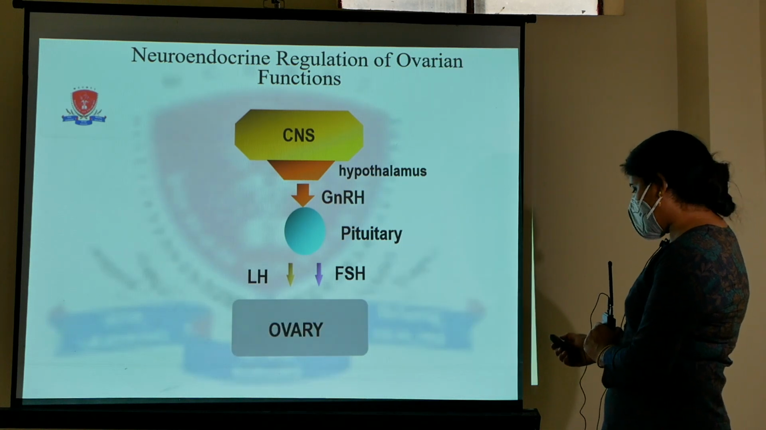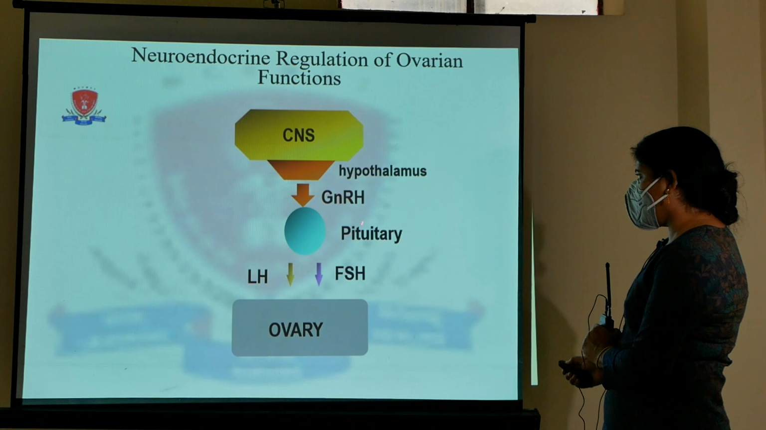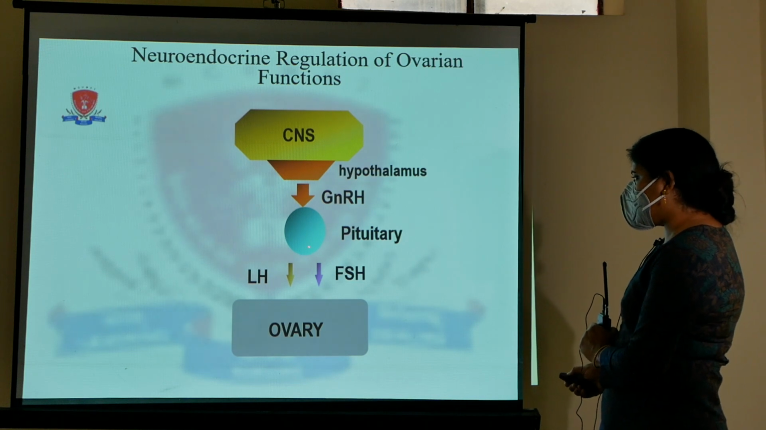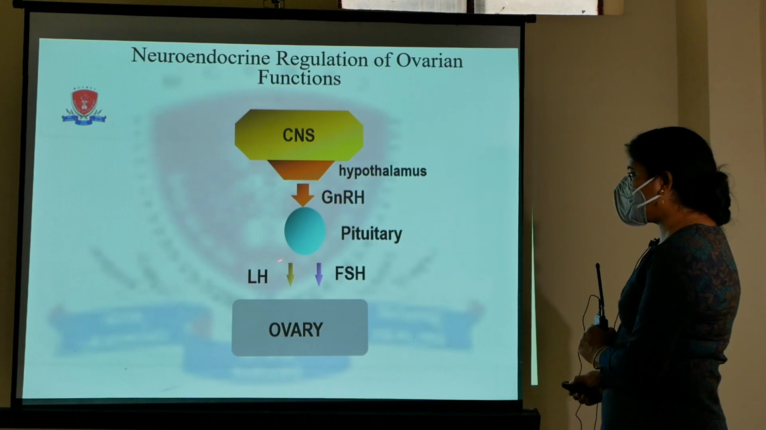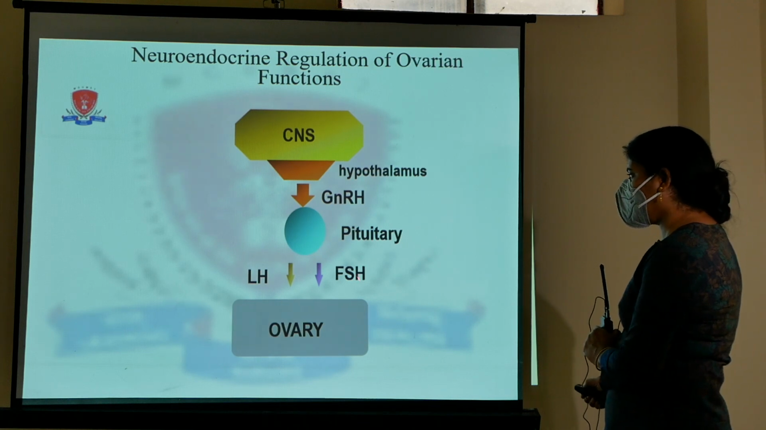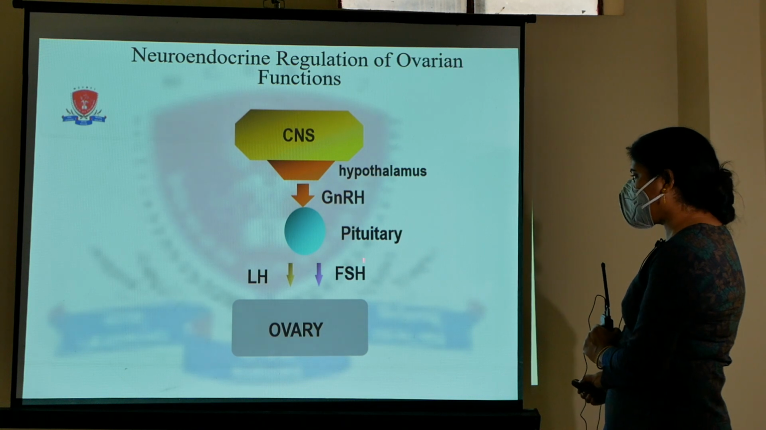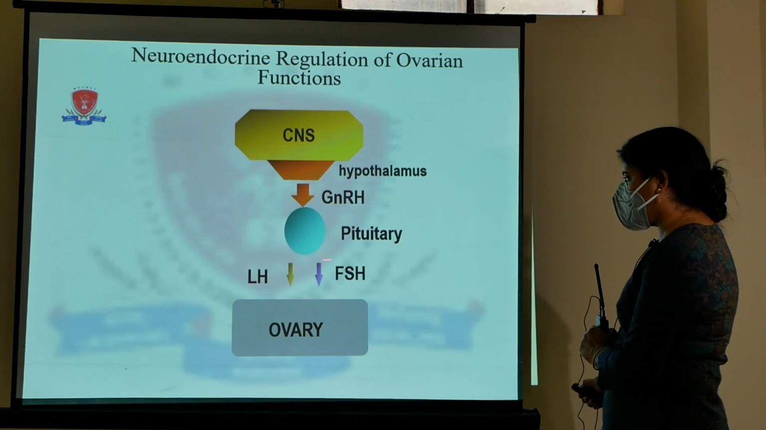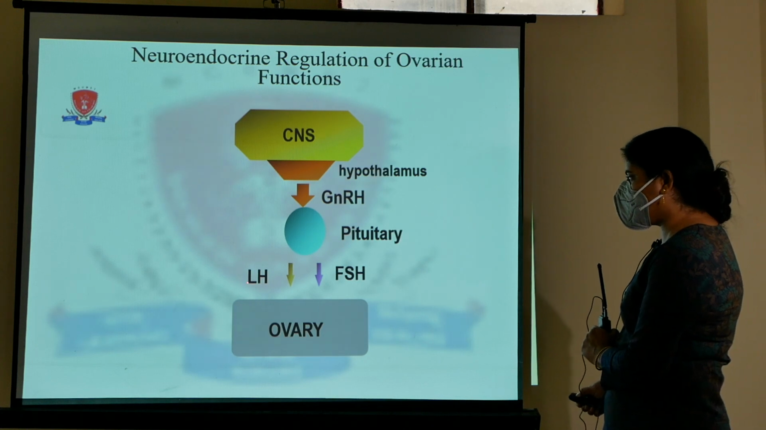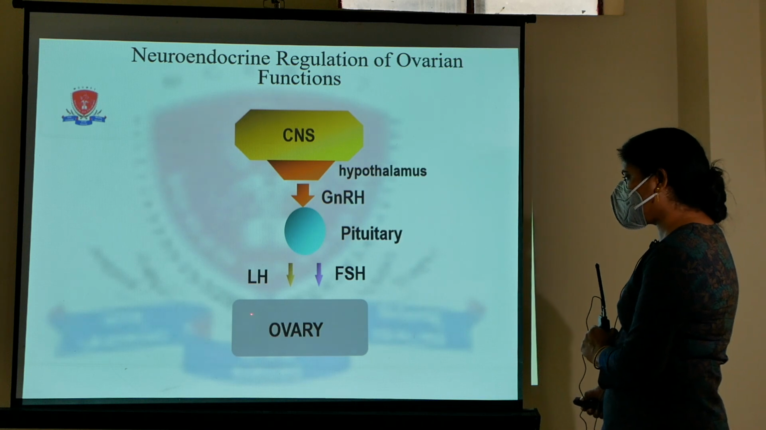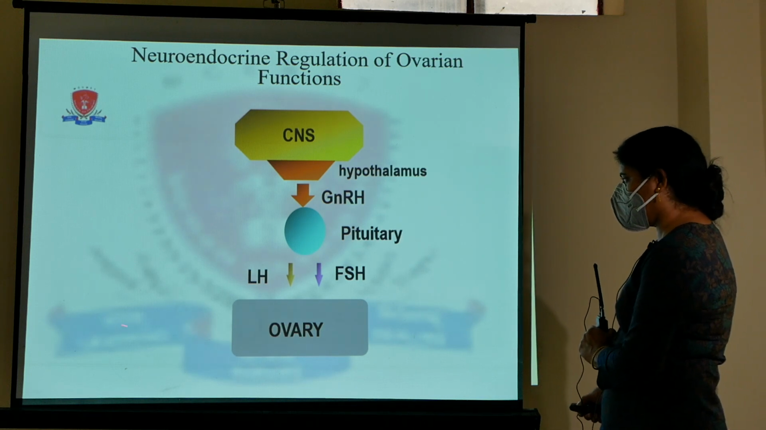Hypothalamus releases the gonadotropin releasing hormone. This will affect the anterior pituitary, specifically the gonadotropes, which will release the 2 hormones LH and FSH. FSH stands for follicle stimulating hormone, LH stands for luteinizing hormone. The first 14 days are influenced by the follicle stimulating hormone, and the rest of the 14 days are influenced by the luteinizing hormone, depending on whether the ovum released is fertilized or not fertilized.